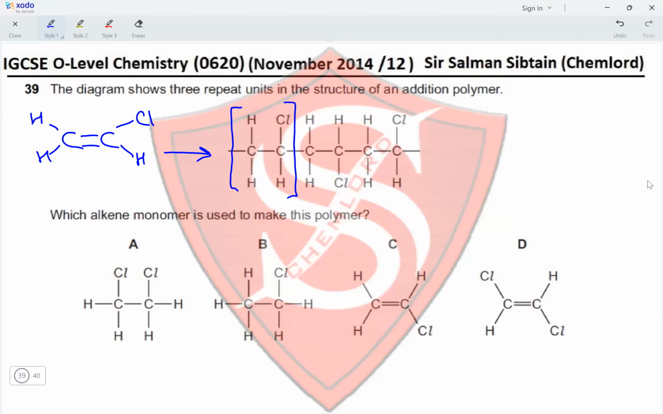So first of all, we need a double bond between the 2 carbon atoms. This eliminates options A and B. In option C, we've got a carbon with 2 hydrogen and a carbon with 1 hydrogen and 1 chlorine. This seems correct. And the last one has each carbon atom having 1 hydrogen and 1 chlorine on it, making this incorrect and making option C the correct option for this question.